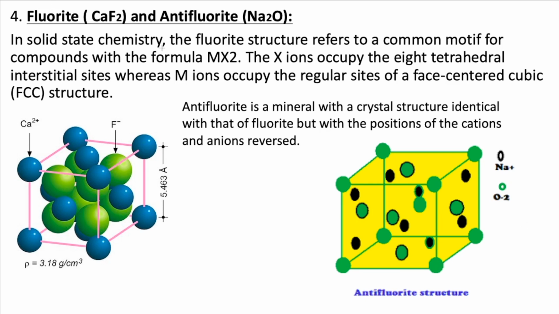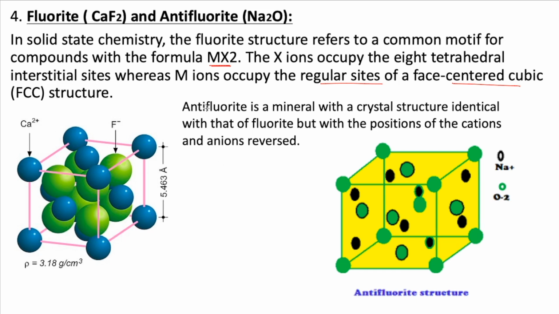In solid state chemistry, the fluorite structure refers to a common motif for compounds which have the formula MX2. The X ions occupy the 8 tetrahedral interstitial sites, whereas M ions occupy the regular sites of the face centered cubic. So you can see this is the arrangement of fluorite, which is shown over here. So X occupies the tetrahedral voids, whereas M, that is the metal, occupies the face centered cubic.